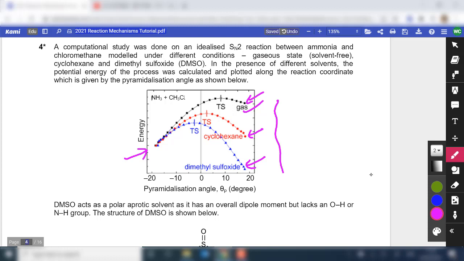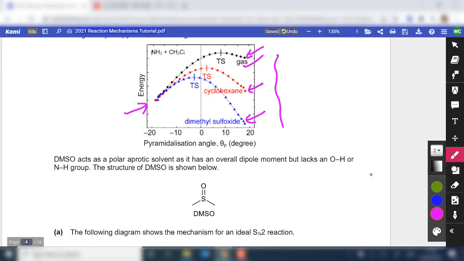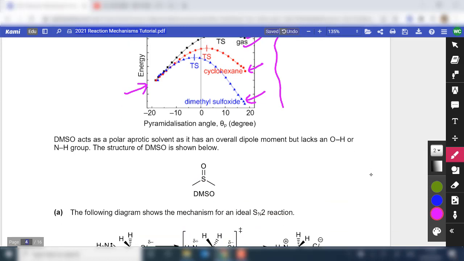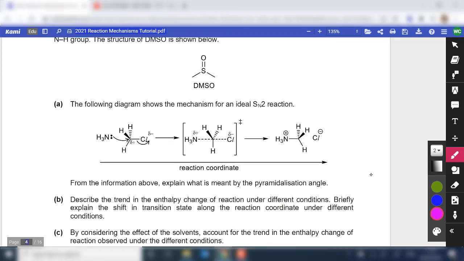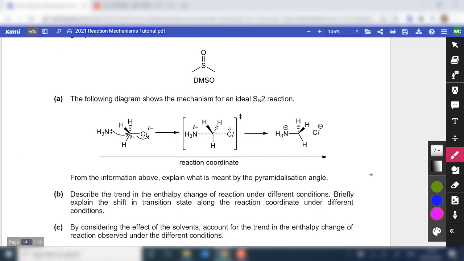So that is the information you can abstract immediately by looking at the graph. And we are really talking about the same reaction, between ammonia and chloromethane. The structure of DMSO is shown. I think that's fair because you're not supposed to memorize the structures of the solvent, but of course, if you know it, then that will be your advantage. And of course, you notice that you are given the mechanism being shown here.